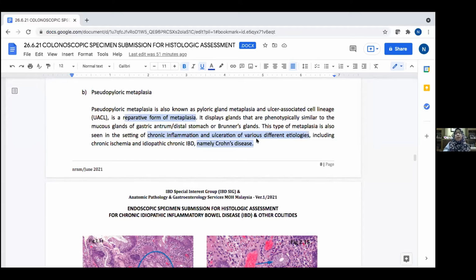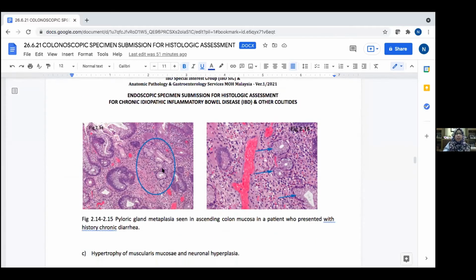Although ulcerative colitis is also a chronic ulcerating disease, somehow in UC I don't remember seeing pseudopyloric metaplasia. So it's usually in Crohn's disease. If you're dealing with IBD, it's usually Crohn's disease. So these are pseudopyloric glands, looking like what you see in the pylorus of the stomach, here in the ileum of a patient with Crohn's disease.